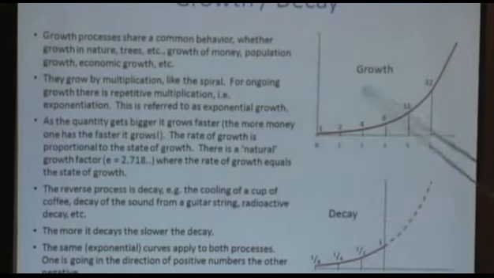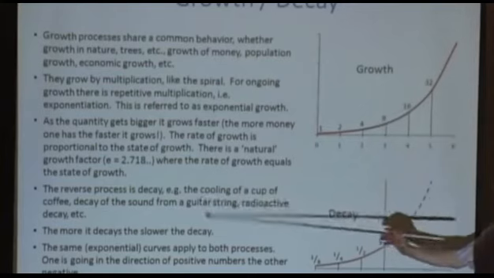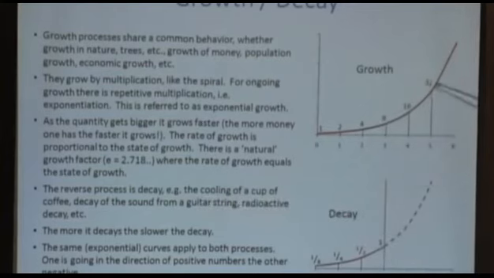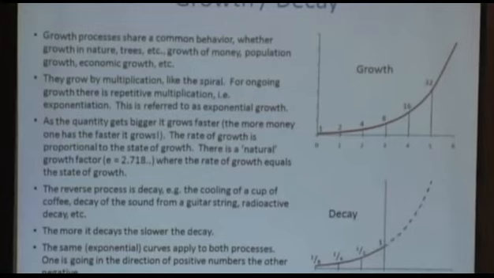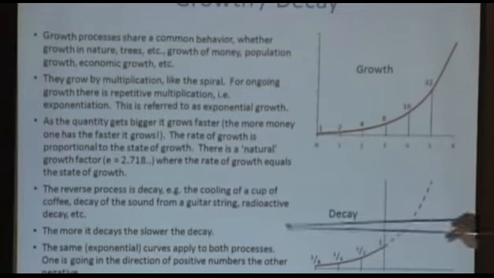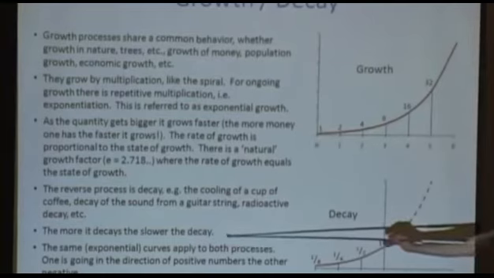Now, the reverse process of growth or expansion is contraction. So we also have a process of decay. Decay occurs in the opposite direction, where instead of expanding, things are contracting. An example of a decaying process is the cooling of a cup of coffee. It starts off cooling fairly rapidly, and the cooler it gets, the slower it cools. So it follows an extension of this pattern in the opposite direction. The more it decays, the slower the decay.